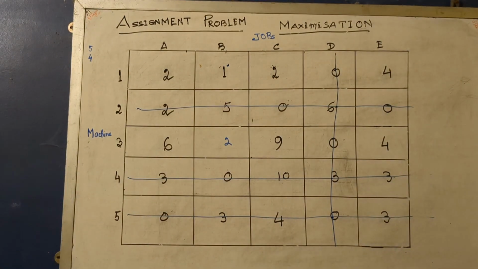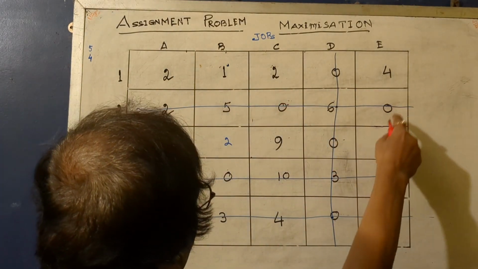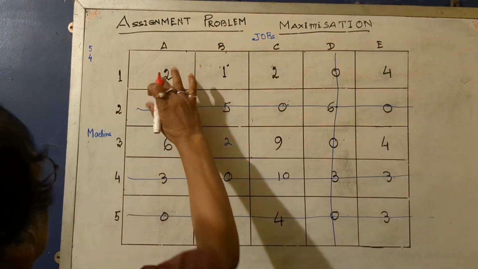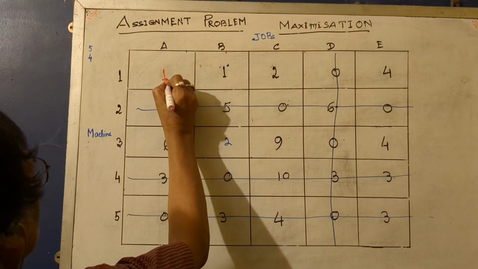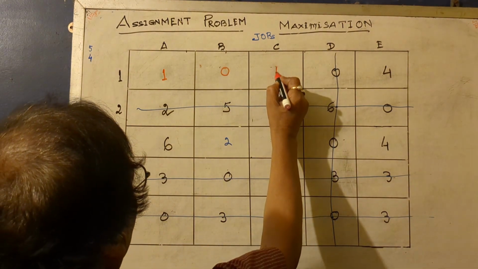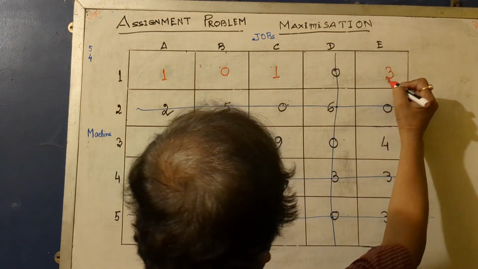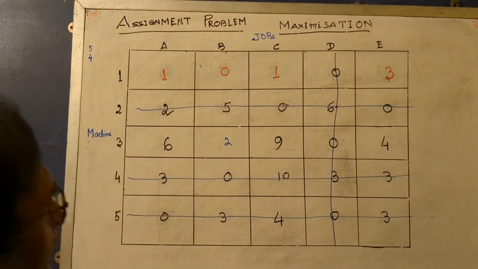Is it clear? Now I am using another color, that is red. 1 is to be subtracted from this, as this is the lowest element. This will be 1, and this will be 0, and this will be again 1. Okay, and this will be 3. This will be 3.